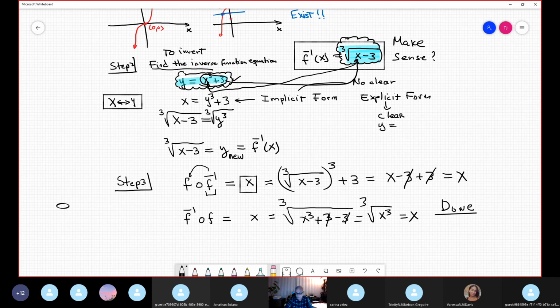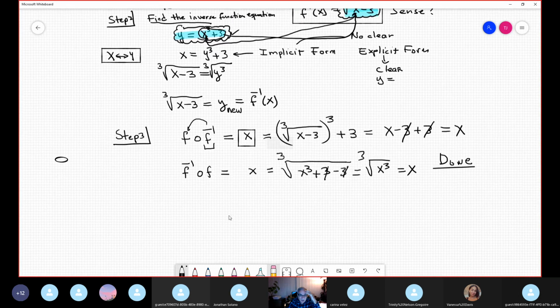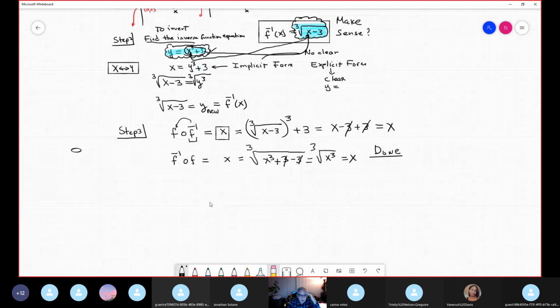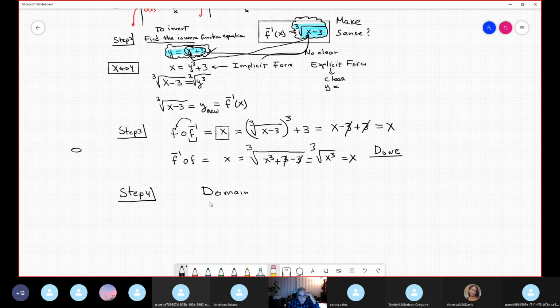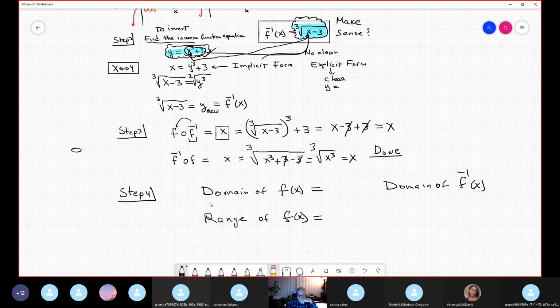Okay, what is the fourth step? Well, the fourth step is to determine the domain and range of both functions. Step number 4 is to determine the domain of the original F, the range of the original, the domain of the inverse, and the range of the inverse.